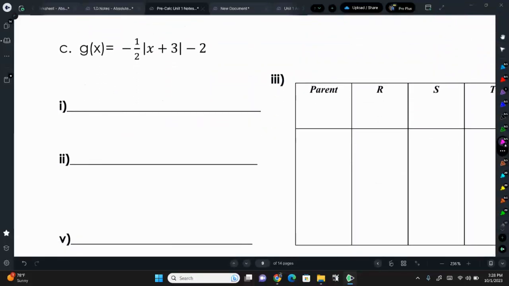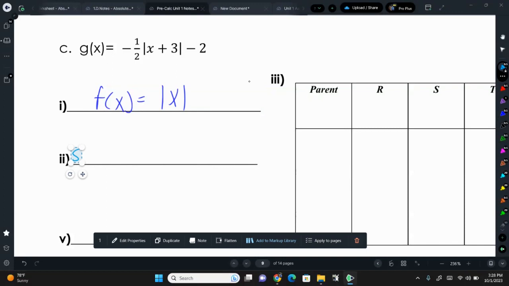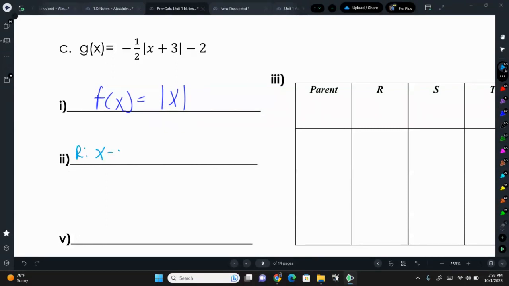All right, then the last one, this is an absolute value function. So f of x equals the absolute value of x. Reflection, we do have a reflection over the x-axis. So again, when we draw our absolute value V, we've got to open downwards. Shrink or stretch, we have a vertical shrink. And our translation is going to be left 3 and down 2.